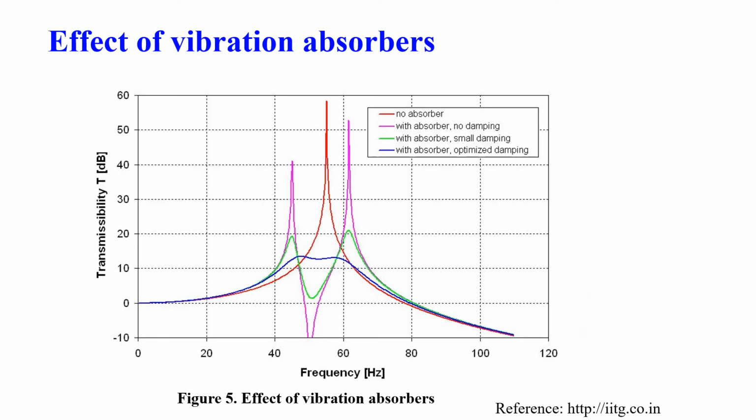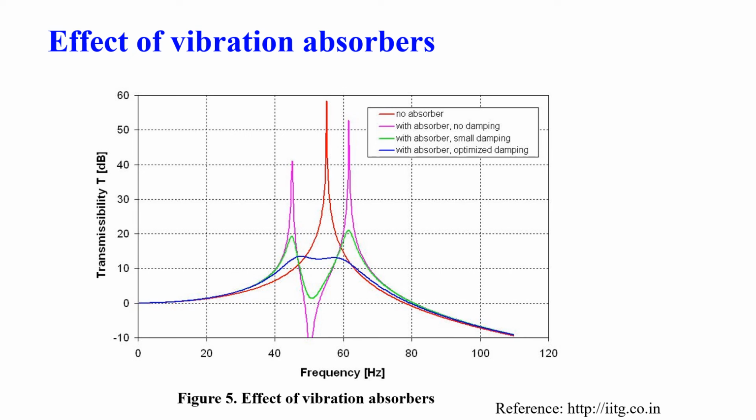Then the effect of the vibration absorber is shown in figure 5 here. The primary system is represented by the red curve. There is no vibration absorber, so it's an uncontrolled system. When we add a simple spring and mass as a vibration absorber, there is no damping. Then the curve is represented by the purple line and the system is again uncontrolled.